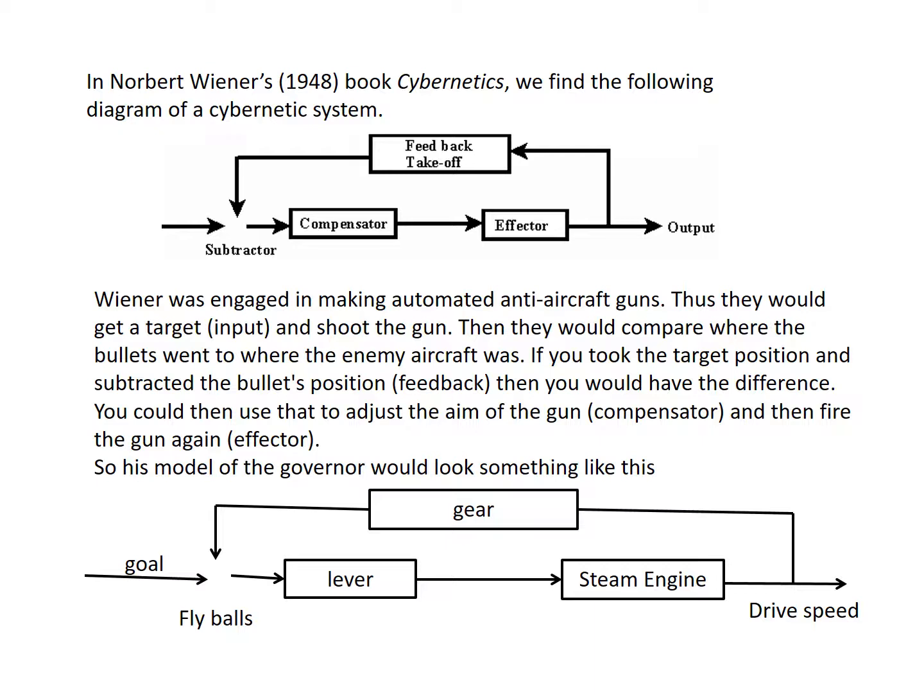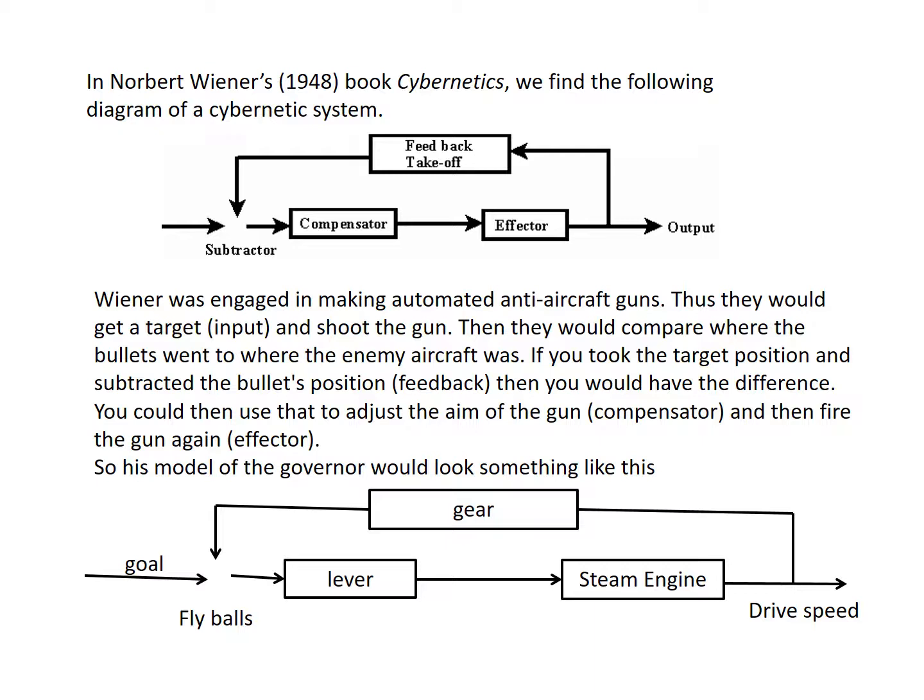Wiener was engaged in making automated anti-aircraft guns. Thus they would get a target input, shoot the gun. Then they would compare where the bullets were to where the enemy aircraft was. If you took the target position and subtracted the bullet's position, the feedback, then you would have the difference. You could then use that to adjust the aim of the gun, the compensator, and then fire the gun again, the effector.